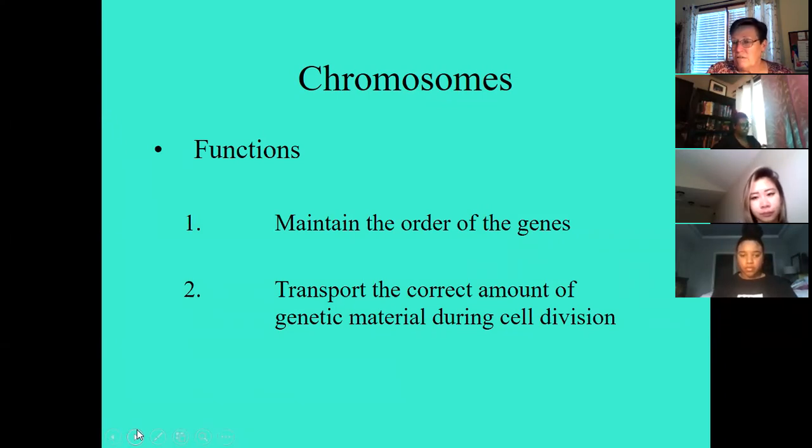Remember the cell cycle. In S phase, the DNA replicates, so there's twice the amount of genetic material. In cell division, the chromosomes split and half goes to each new daughter cell. So the function of the chromosome is to make sure that the correct amount of genetic material gets to each daughter cell during cell division.